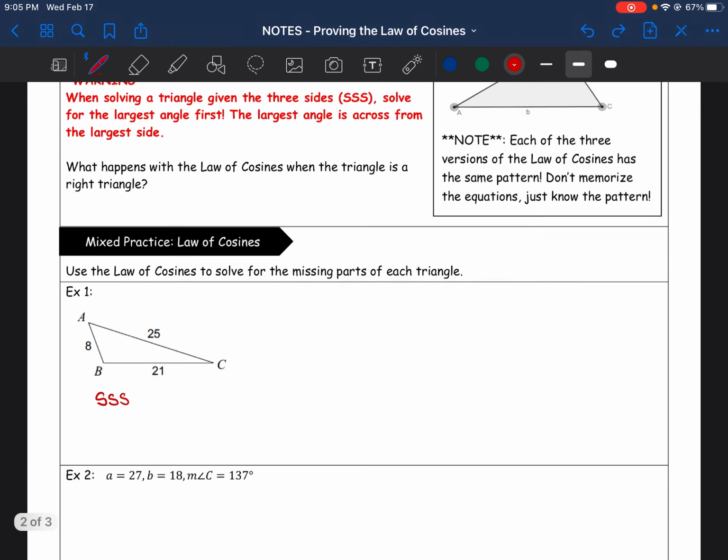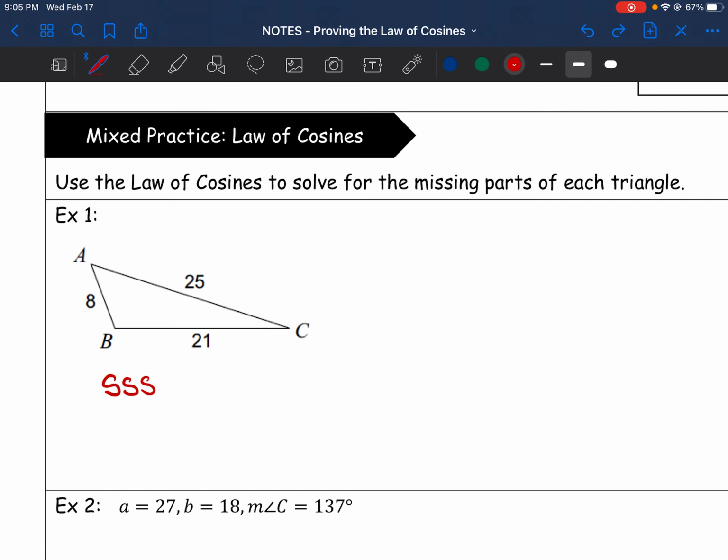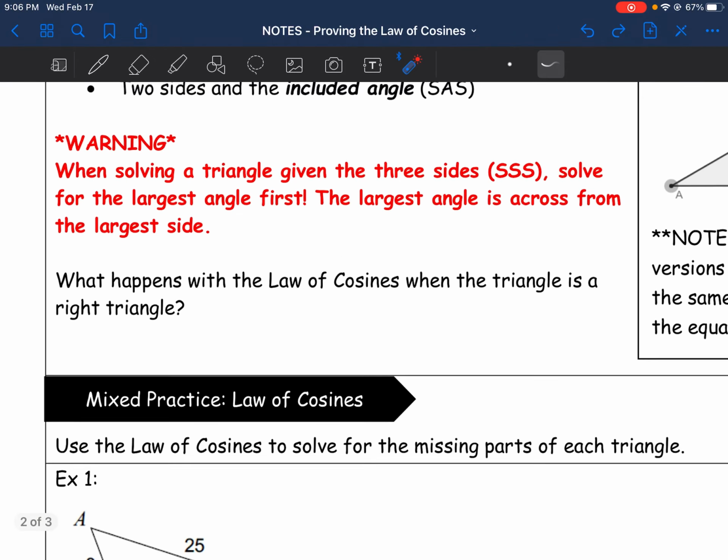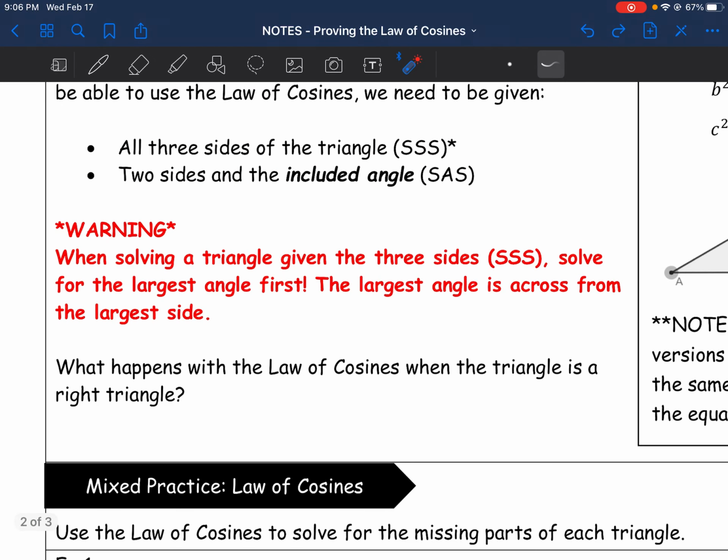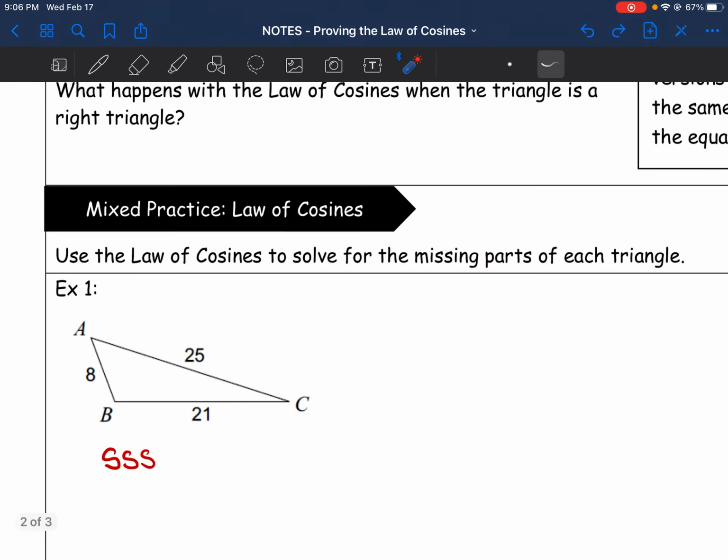All right, so let's try some examples here. In the first example, or really in both examples, we want to take the information given and solve the entire triangle. So in this first example, we're given a triangle and we're given all three sides. We can see that side B is 25, side A is 21, and side C is 8. So we have a side, side, side triangle. And using this little warning in red, when solving a triangle given the three sides, solve for the largest angle first, and the largest angle is across from the largest side.